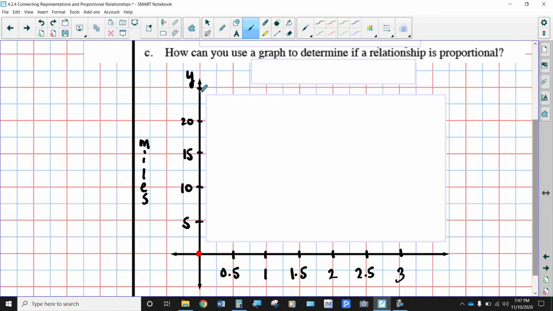So go ahead, reproduce this in your journal, and then plot the origin 0, 0 and 1.5, 9.3, and then we will connect those points with a straight line and see what other points fall on that line.